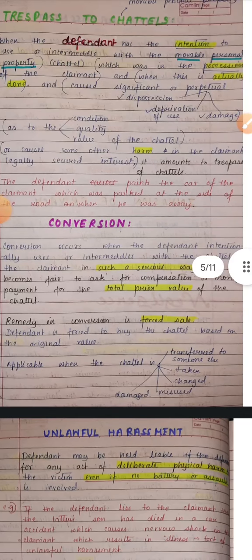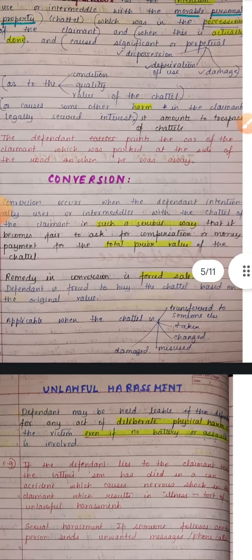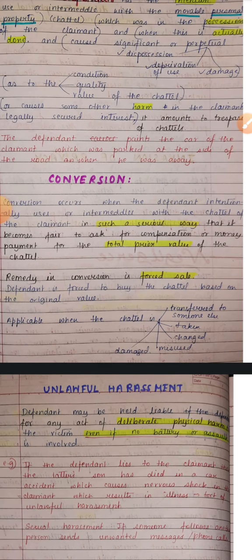This causes harm in the legally secure interests of the claimant. For instance, the defendant paints the car of the claimant which was parked outside the park or maybe at the road. This is trespass to chattels.